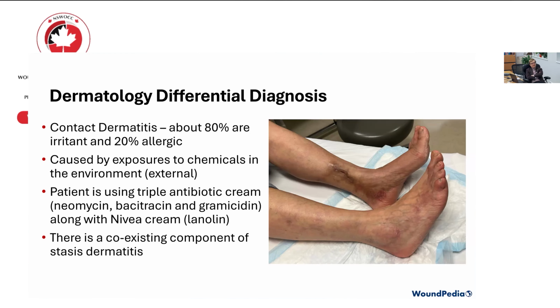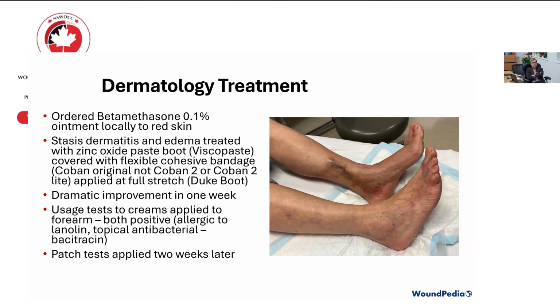Patient was using triple antibiotic cream, neomycin, bacitracin, gramicidin, along with Nivea cream. There is a coexisting component of stasis dermatitis. Next one. And ordered betamethasone 0.1 ointment. Stasis dermatitis and edema treated with zinc oxide paste boot and Coban original, not Coban 2 or Coban 2 light, applied at full strength, the Duke boot.